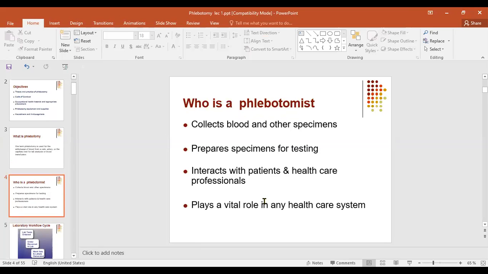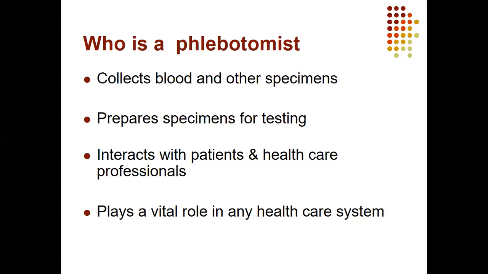So next is: who is a phlebotomist? A phlebotomist is a person who collects blood or other specimens. Other specimens in phlebotomy, apart from blood, may be urine, fluids, or biopsies. In that, the role of the phlebotomist is equally important. Why that is, we'll discuss.